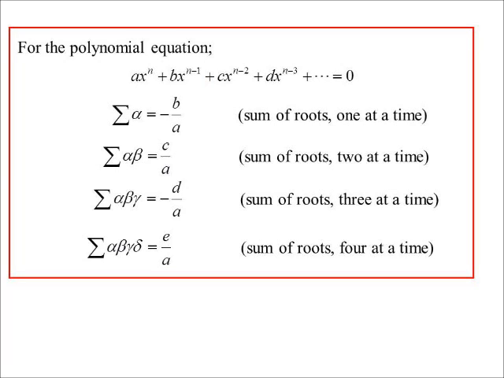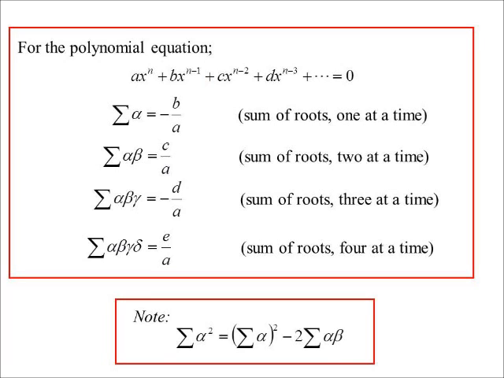I could keep going. Interestingly, this idea that we saw in the quadratic, when we had that common question, alpha squared plus beta squared, that also transferred to all polynomials. So if you have the sum of the roots 1 at a time squared, so alpha squared plus beta squared plus gamma squared and so on, it will always be the sum of the roots 1 at a time, all squared, minus 2 times the sum of the roots 2 at a time. So that idea always carries through.